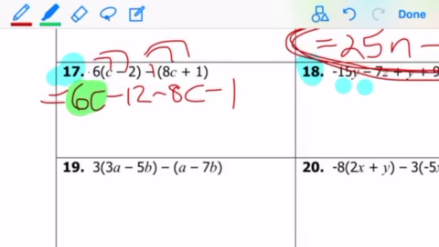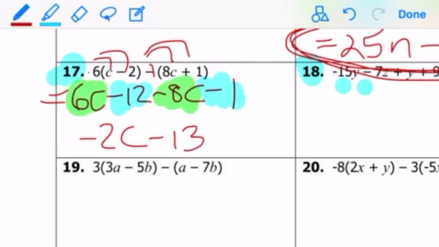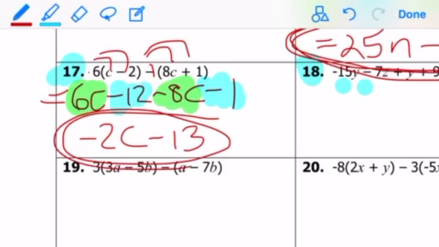Okay, so our like terms are C's. And then they are numbers. Okay, so 6C minus 8C is negative 2C. And then negative 12 minus 1 is negative 13. That's all that combines there. Okay, 19 is very similar if you want to try another one.